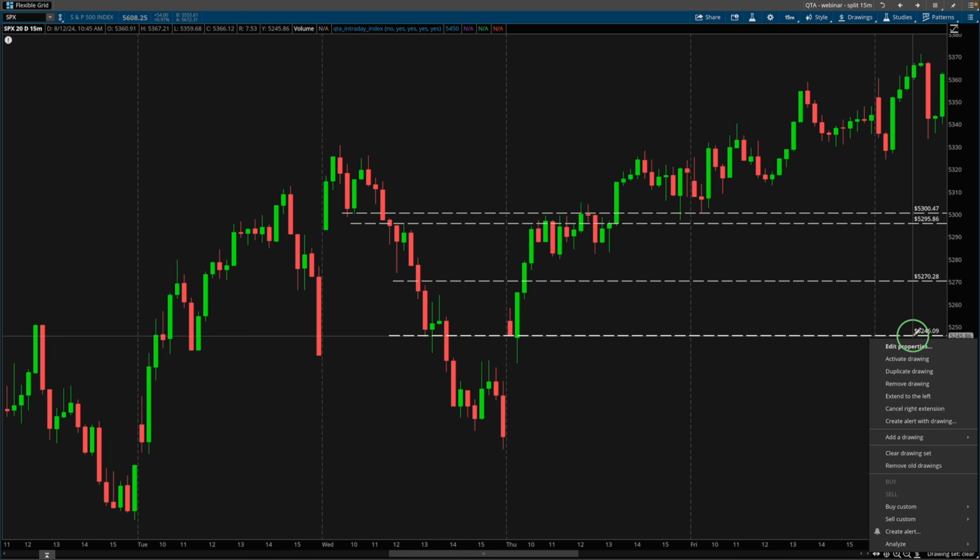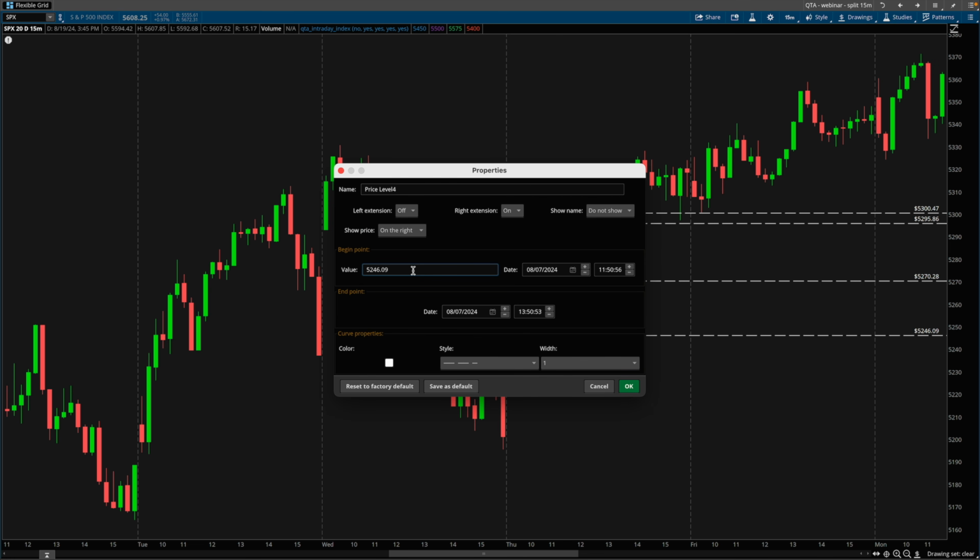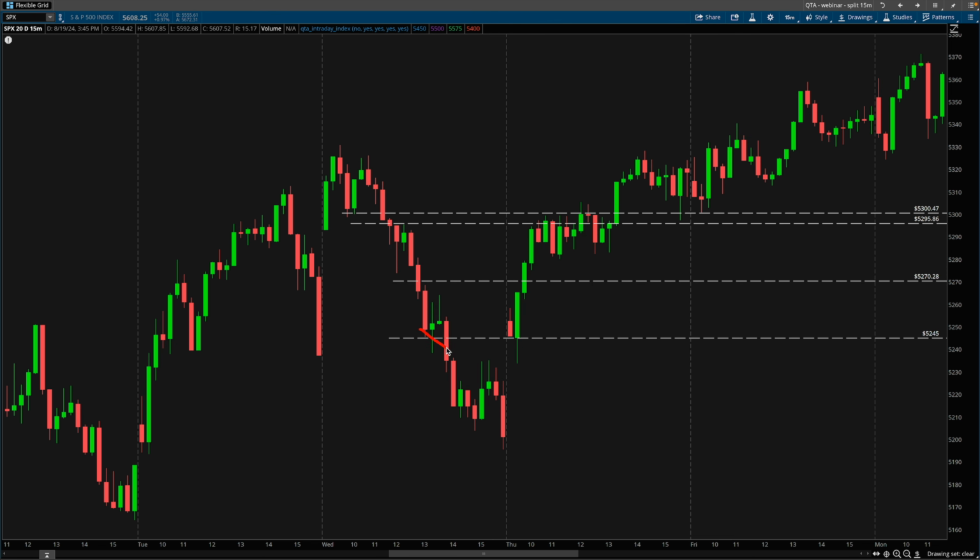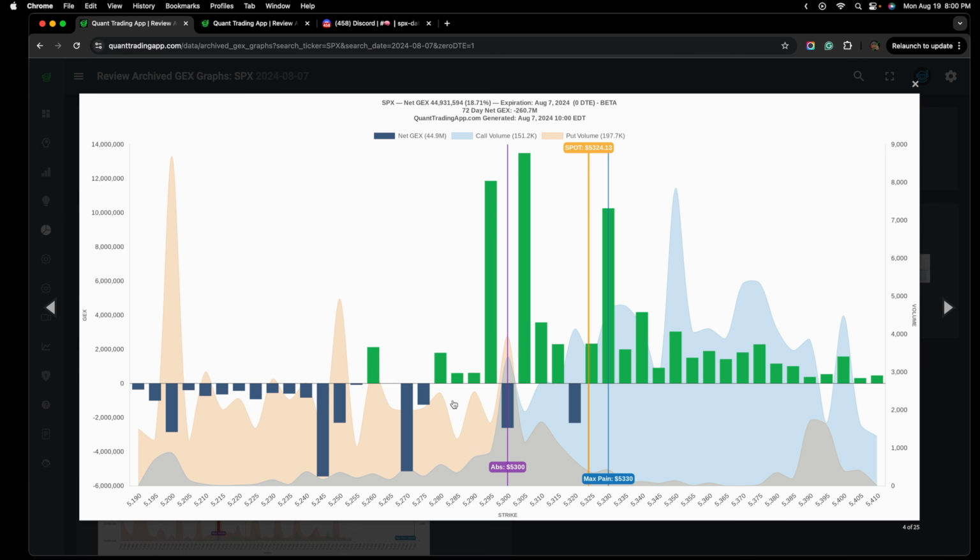Again, it says 246. You know what? For anyone that's OCD out here, I'll put in the exact strike just to make it easy for you guys. So there you go. Look at the price action as we get down to 245. That's what we would expect here. There's a lot of volume at this strike price right here. There's a decent amount of negative gamma.